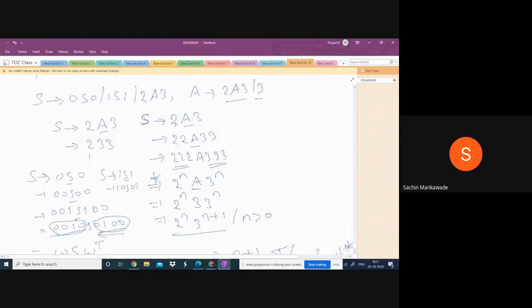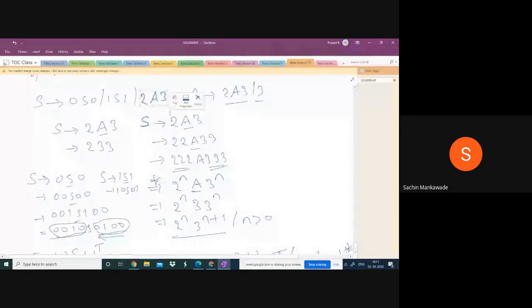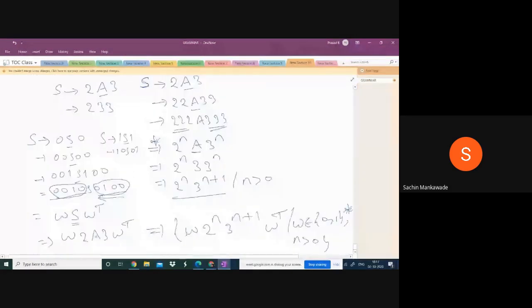After that, S place 2A3, 2A3, 2A3, you will get this one if you go directly to 2A3. Or if I go for 0S0 or 1S1, as long as I go for these productions, whatever is before S and after S will be reverse. So before S it can be W, any combination of zeros and ones, and after S it will be the reverse of W. To eliminate S, you must substitute this production, and then you will get this final answer. So C is the right answer.